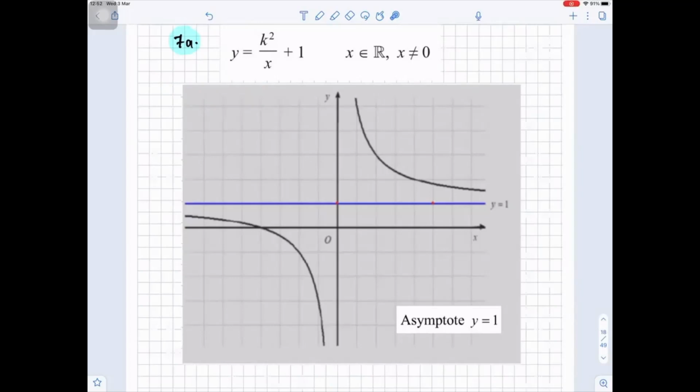So that means this plus 1 is like sketching the graph of y equals 4 over x. Plus 1 means the graph moves 1 up. So it was at 0, now it shifts 1 up. So the asymptote is now y equals 1, this point there. And that's the general shape of the graph. Everything has moved up by 1.